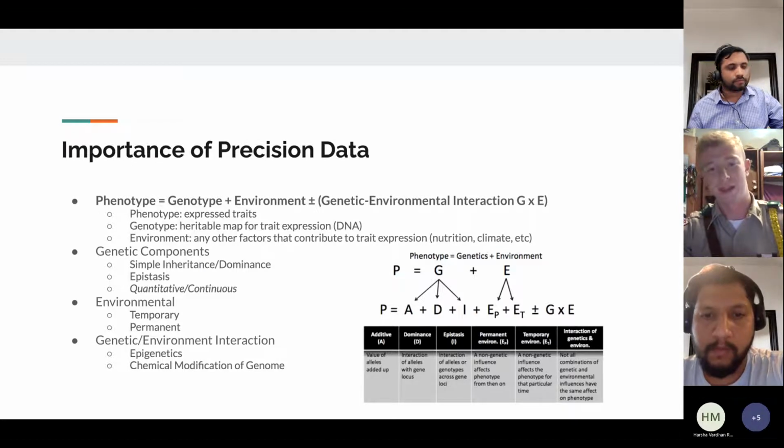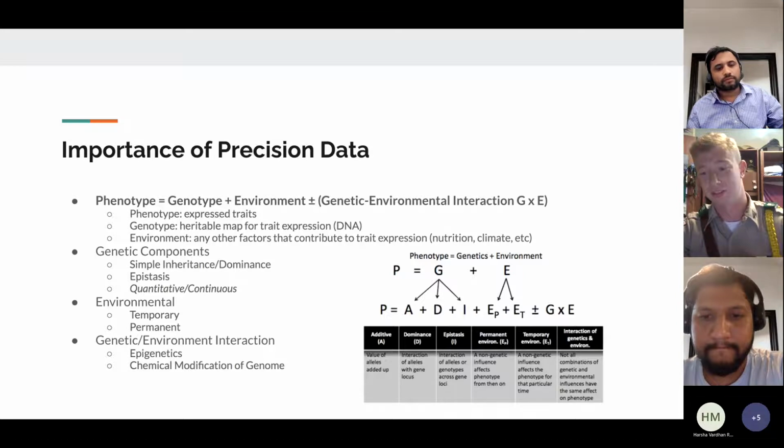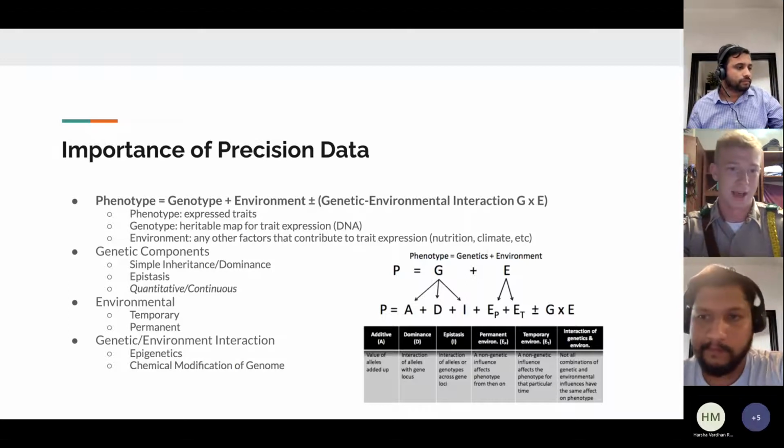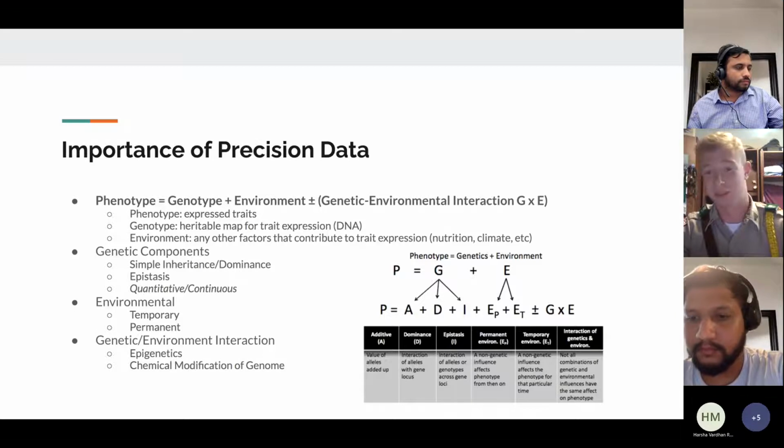Whenever I was making this slide, I took the approach that AG2PI takes overall, or at least from what I interpreted from that. Phenotype is the combination of genotype and environment, as well as the genetic environmental interaction. Phenotype is obviously the expressed traits. It's what we can see. It's what we can measure. Genotype is the heritable map for trait expression. It's our DNA. And then the environment is any other factors that can contribute to trait expression: nutrition, climate, all that good stuff.